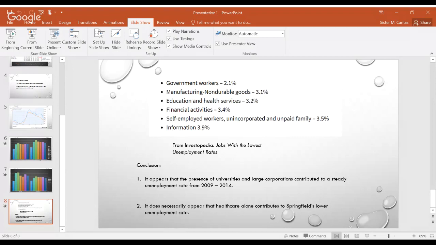Pulling it all up, I found data from Investopedia, an article titled Jobs with the Lowest Unemployment Rate. The findings on this were government workers actually have the lowest unemployment rate nationally. Then it's manufacturing of non-durable goods, which would be similar to Kraft Heinz, that's being produced, commodities, those things. Education and health services come in pretty equally at 3.2. Financial activities, these are things I would consider investment banking, all of those. And the self-employed workers and information technology jobs.